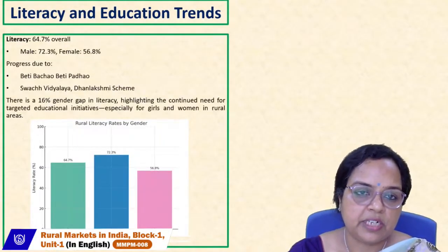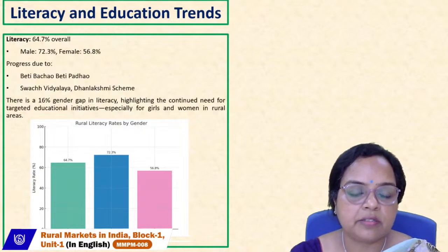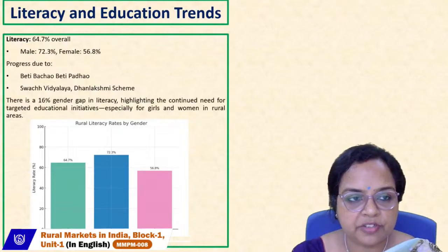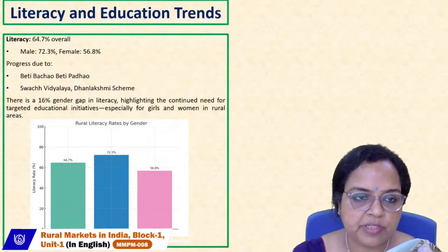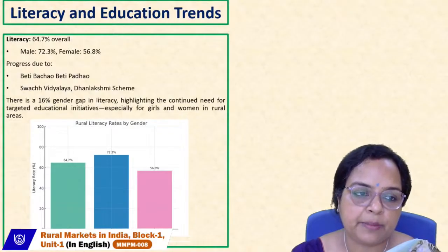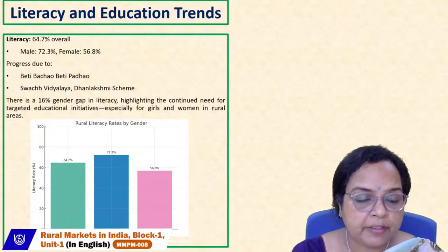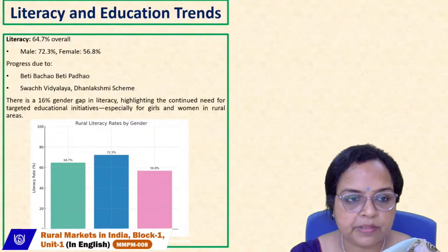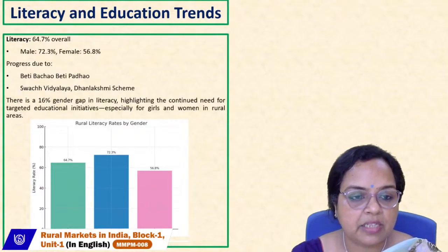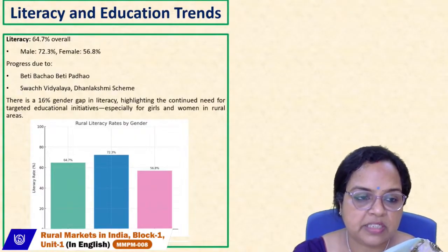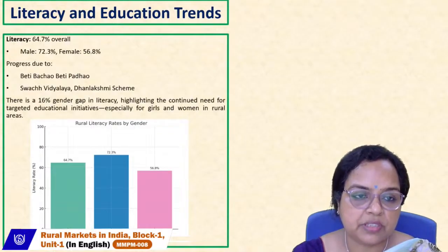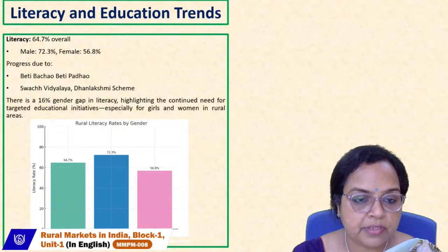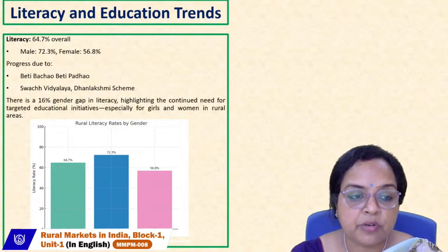Next come literacy and education trends. The literacy rate in the rural belt is almost 64.7%. The male literacy rate is 72.3%. The female literacy rate is 56.8%. Why has the female literacy rate progressed? Due to, as we all know, Beti Bachao Beti Padhao, Swachh Vidyalaya, and the Dhanlakshmi scheme. That means there is a 16% gender gap in literacy, highlighting the continued need for targeted educational initiatives, especially for girls and women in rural areas.